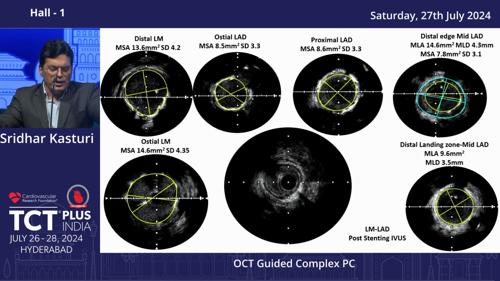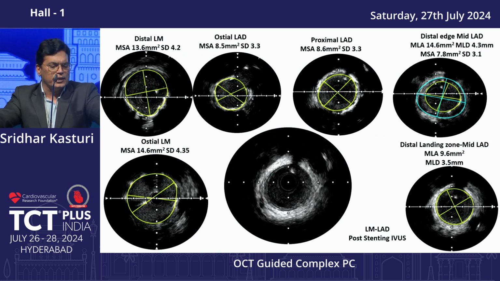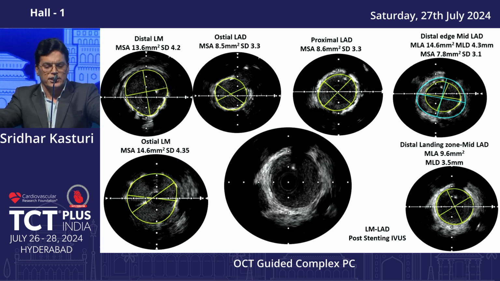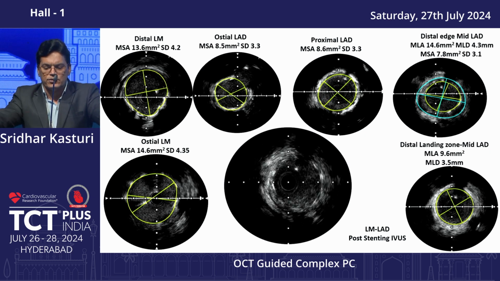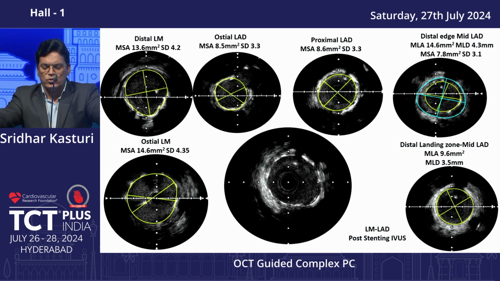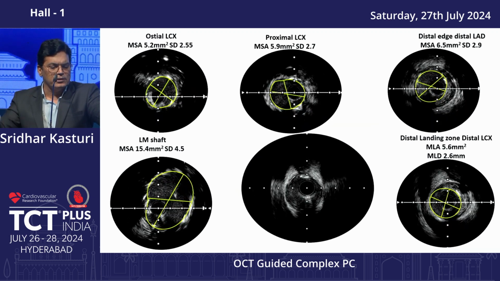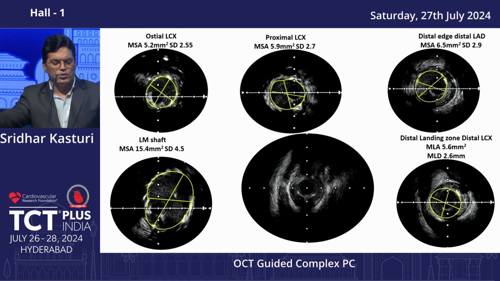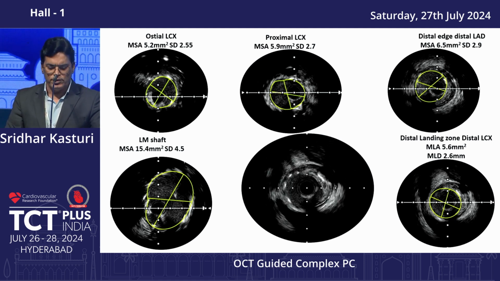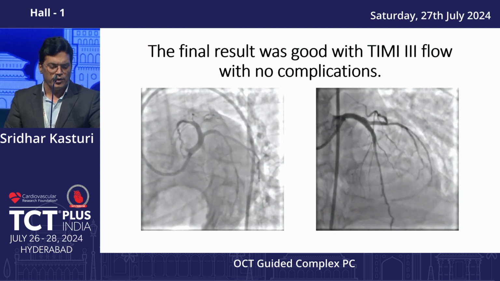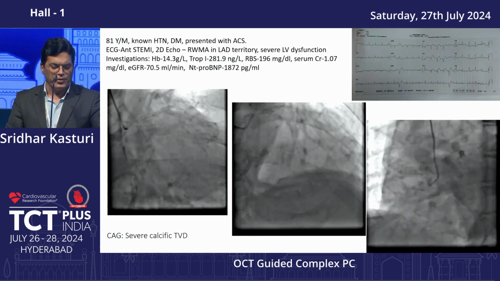This is the IVUS study after stenting. You can see the distal LM 13 square mm, ostial LM 14.6 square mm, and ostial LAD 8.5. Very good areas. Distal edge of the mid LAD is 14.6 square mm and distal landing zone 9.6 square mm. Subsequently we acquired the LCX IVUS study. Ostial LCX we got 5.2 square mm, proximal LCX 5.9, distal edge 6.5, so distal landing zone area is 5.6 square mm. So this is the final angio view, then DK crush, orbital plaque modification.